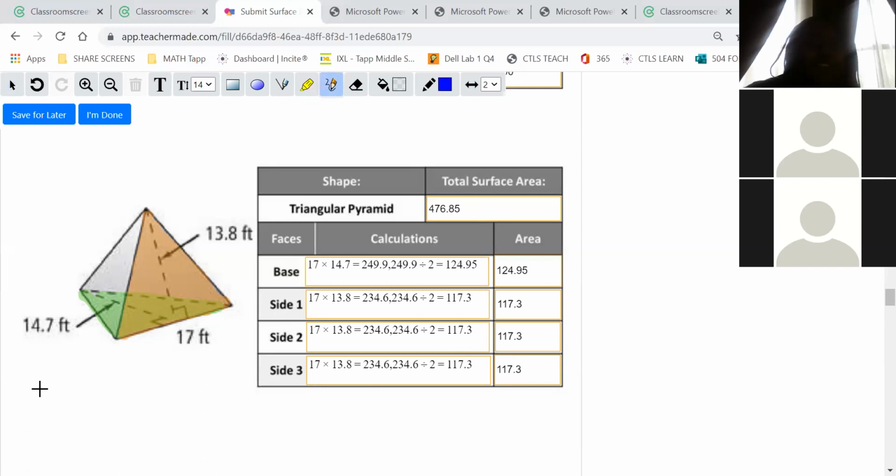So now I can write my units. So 476.85, and I see that it's feet. So that means it's square feet. All right, let's move on to the next one.